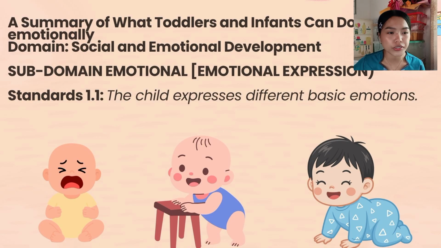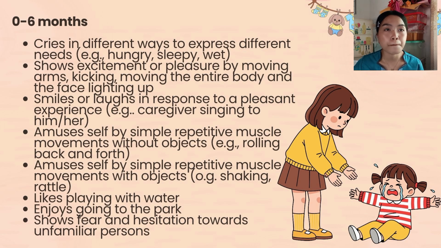So subdomain emotional expression. So the child expresses different basic emotions. So from 0 to 6 months, we have here cries in different ways to express different needs, such as when they are hungry, sleepy, and wet. Shows excitement or pleasure by moving arms, kicking, moving the entire body and face lighting up, and then smiles or laughs in response to a pleasant experience, caregiver singing to him or her.